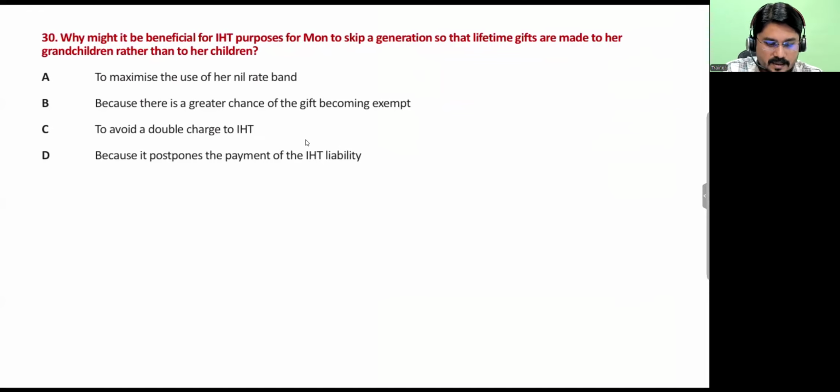The requirement of the question is: what might be the benefit? Why might it be beneficial for IHT purposes for Mon to skip a generation, so that lifetime gifts are made to her grandchildren rather than to her children? It's not necessary always, but it can be done by skipping the generation. So what could be the objective of skipping the generation?